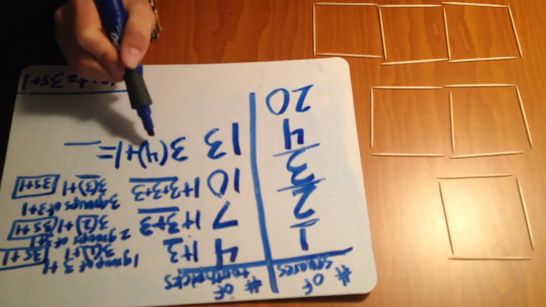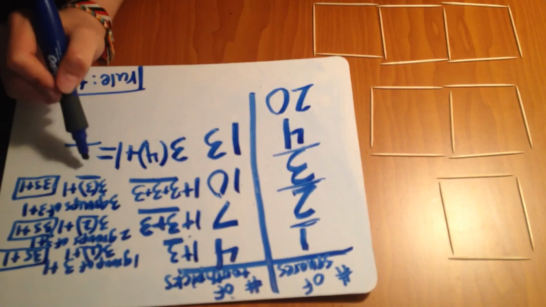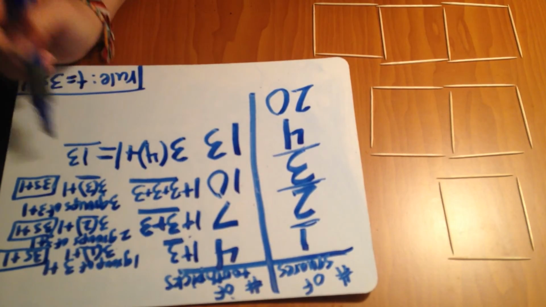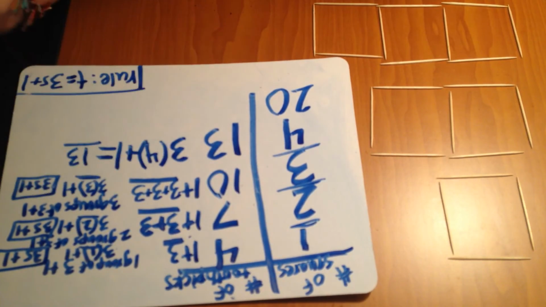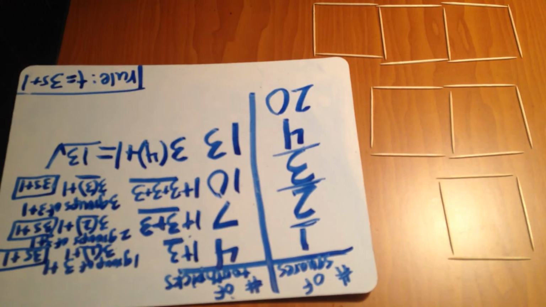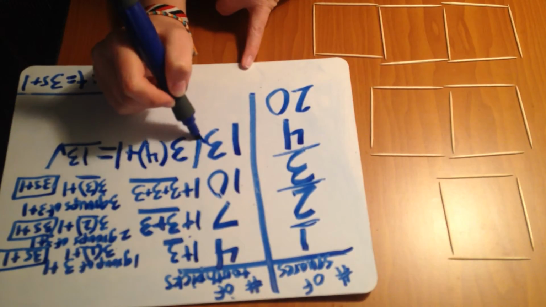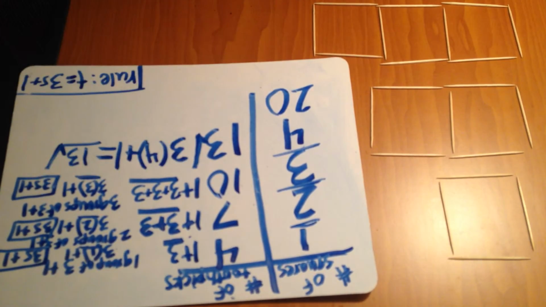So let's see. 4 times 3 is 12, plus 1 is 13. And you know what? That matches, because I know that 13 was what I got with my rule, and when we calculated it earlier, we knew that 13 was how many toothpicks there were in 4 squares. So I have now checked to make sure that my rule is correct.